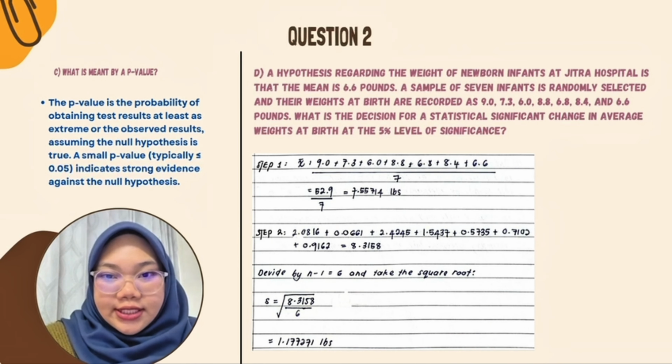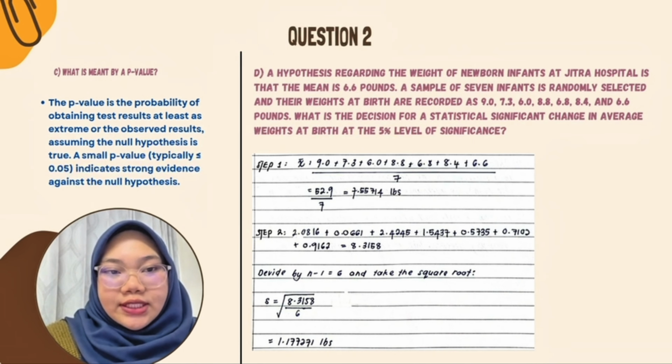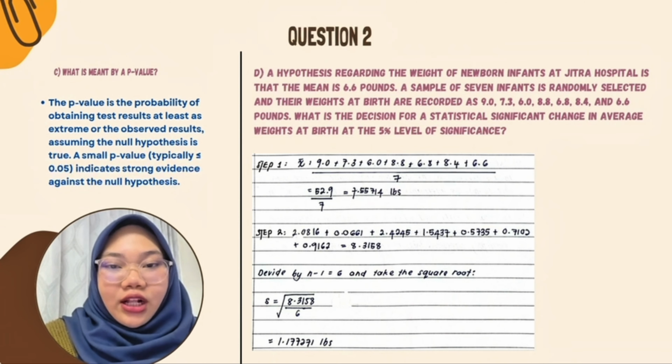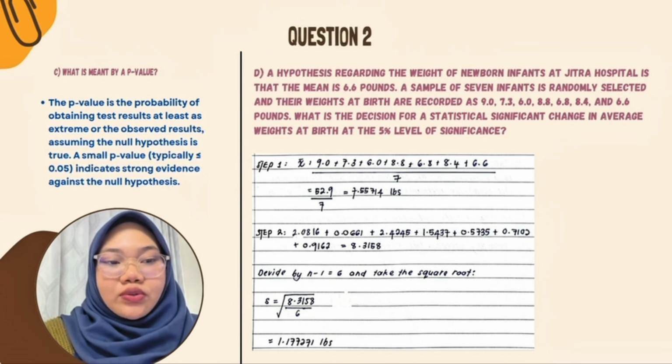Now we continue with question C: what is meant by a p-value? The p-value is the probability of obtaining a test result at least as extreme as the observed result, assuming the null hypothesis is true. A small p-value, typically less than or equal to 0.05, indicates strong evidence against the null hypothesis. So we reach the last part of question 2, that is question D.